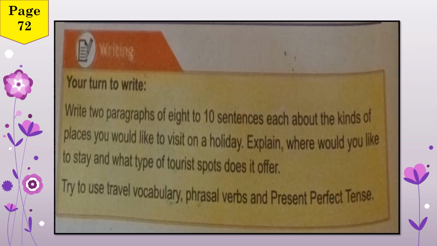Now it's time to do a little writing. Your task is to write 2 paragraphs, each with 8 to 10 sentences, about the kinds of places you would like to visit on a holiday. In your writing, explain where you would like to go, where you would like to stay, and what types of tourist spots the place offers. Try to use travel vocabulary, phrasal verbs and present perfect tense.